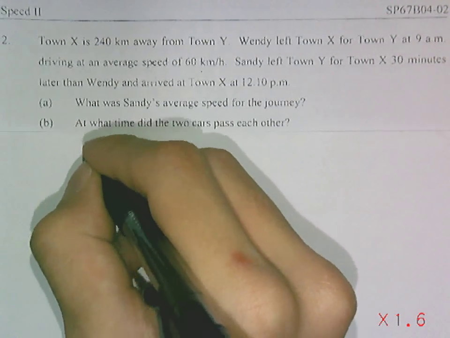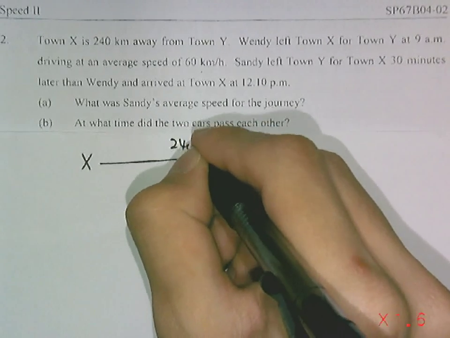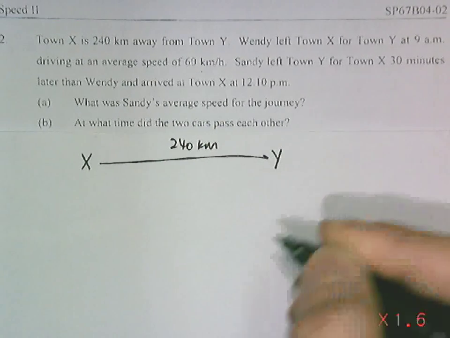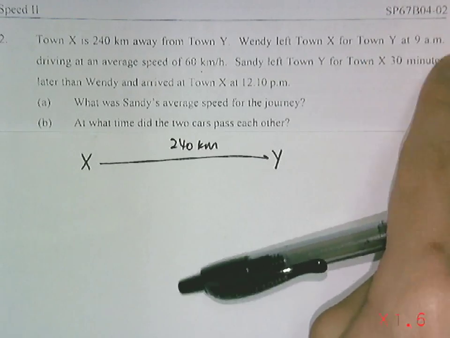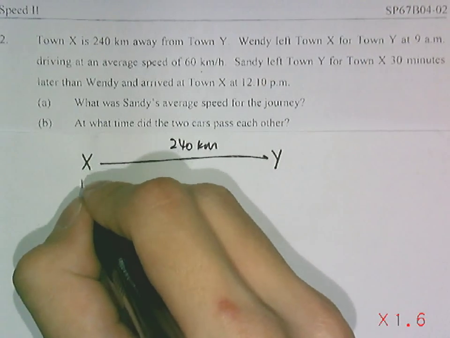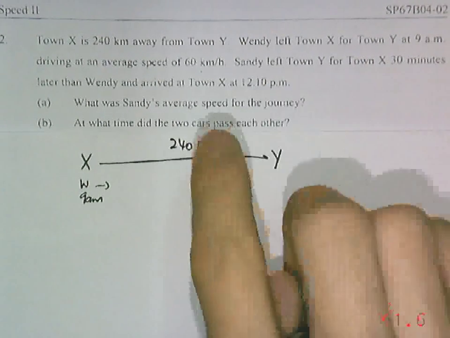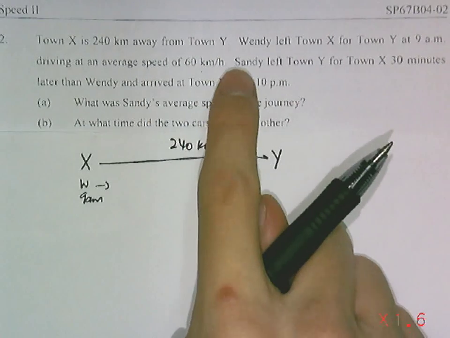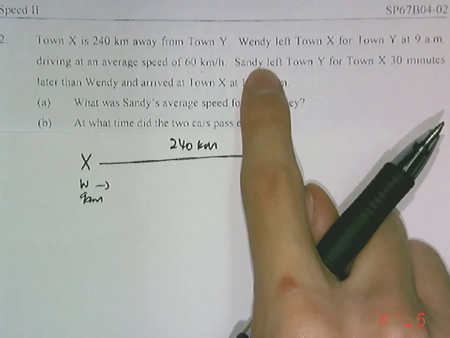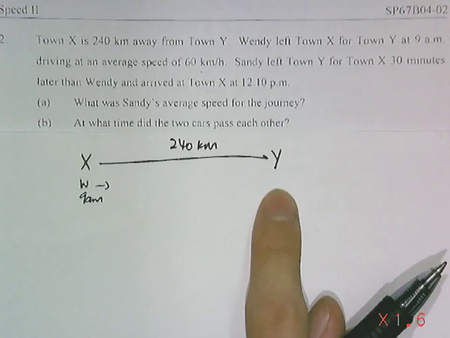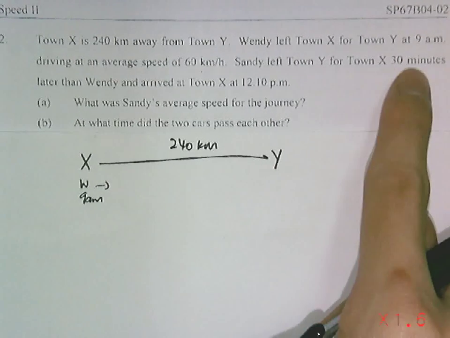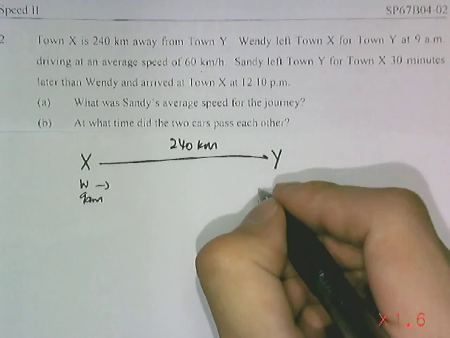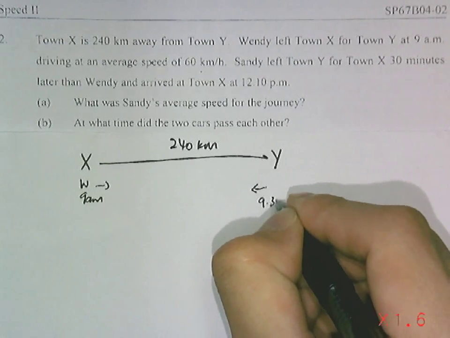Town X is 240 kilometers away from Y. Wendy left town X for Y at 9 a.m., so Wendy starts off at 9 a.m. at an average speed of 60 kilometers per hour. Sandy left Y for X 30 minutes later than Wendy, so she must start at 9:30.